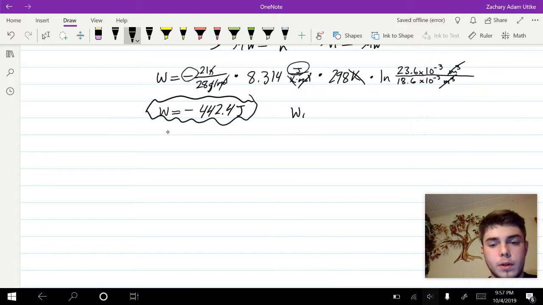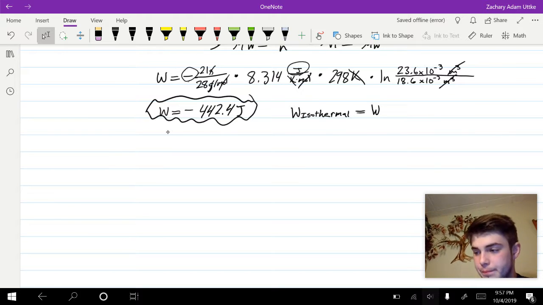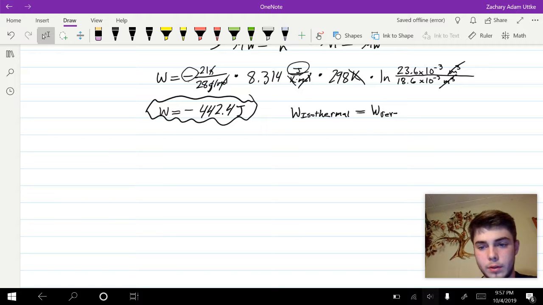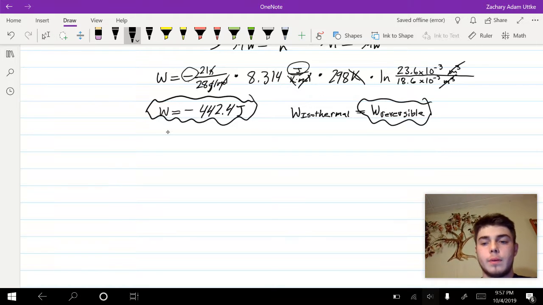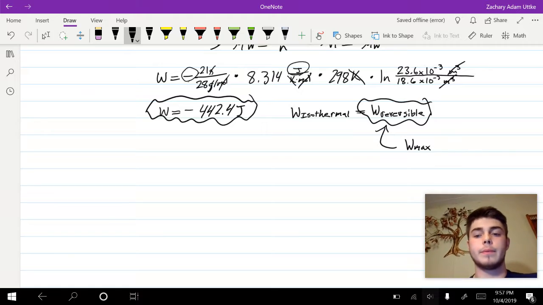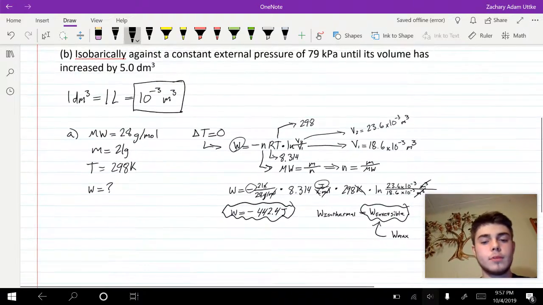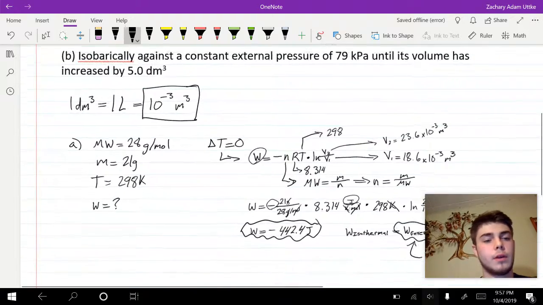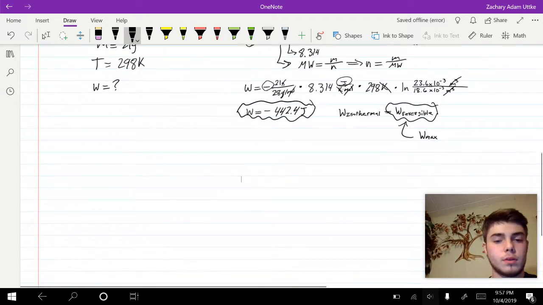Also, a really important thing to note is that this problem was isothermal. So this is isothermal work. And whenever we have isothermal work, that is going to be reversible work. And an important thing about reversible work is that it's the max work. So this is the maximum work. When work is reversible and isothermal, that's the maximum. Okay? So part A is done. We've calculated work. Now let's do part B.